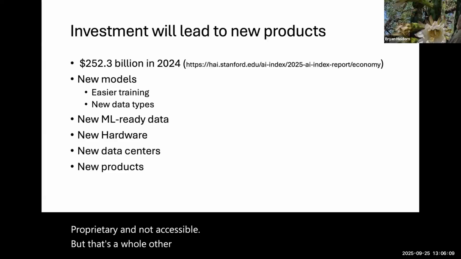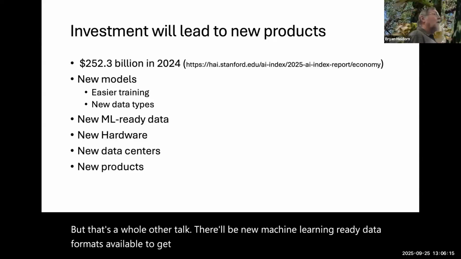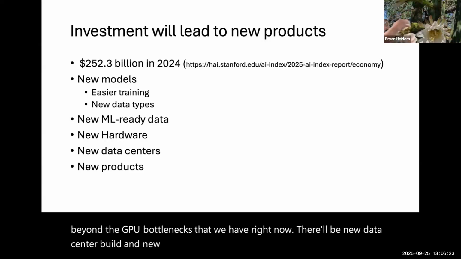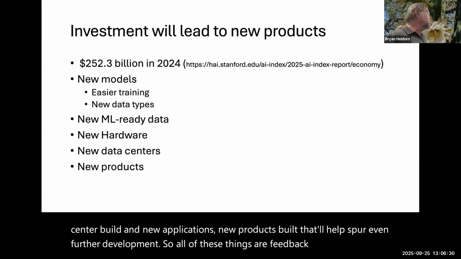There'll be new machine learning ready data formats available to get new data in. There'll be new hardware to get beyond the GPU bottlenecks that we have right now. There'll be new data centers built and new applications, new products built that'll help spur even further development. So all of these things lead to feedback loops.